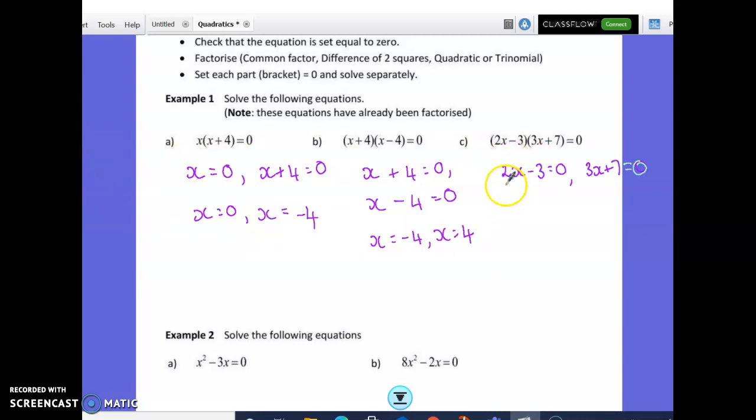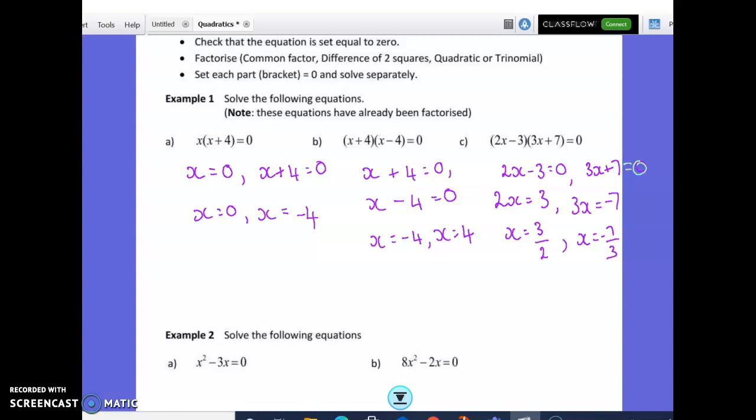Okay, looking at the first one then, 2x minus 3 equals 0. Take my 3 to the other side, here it's a minus 3, so it becomes a plus 3. Here I'm timesing by 2, so I need to divide by 2. So I get x equals 3 over 2. Going back up to the other one, I get 3x equals, here we've got a plus 7. This goes over, becomes minus 7. Here I'm timesing by 3, so I need to divide by 3. So I get x equals 3 over 2, or x equals negative 7 over 3.